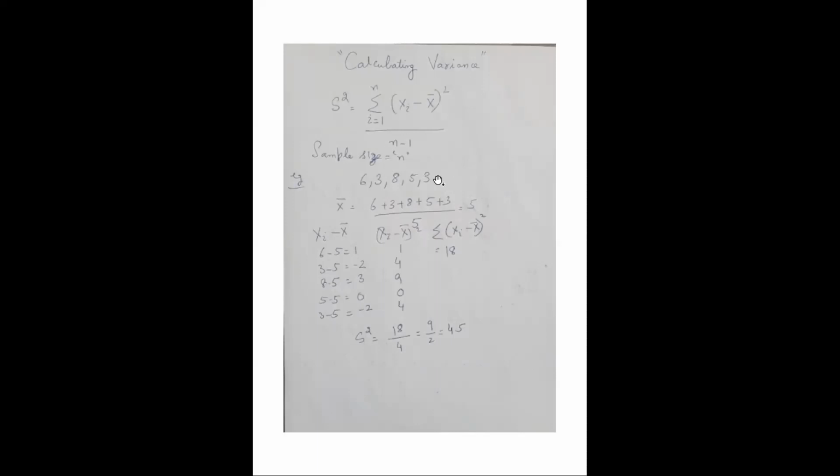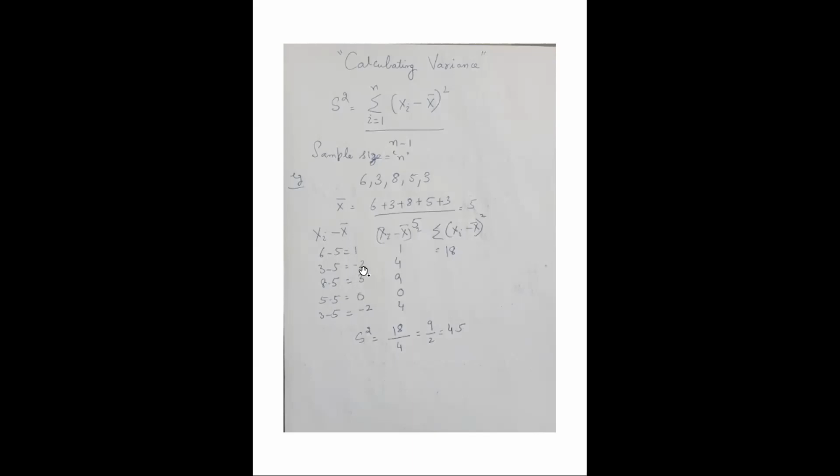So let us take an example. Let us say the values of x can be 6, 3, 8, 5, and 3. Let us try to find out the mean value. The mean is found out by adding all these values and dividing by 5. So 5 is the mean. Now let us find out x minus x bar. That means every sample value has to be subtracted from the mean value. So this is done like that. So xi minus x bar.